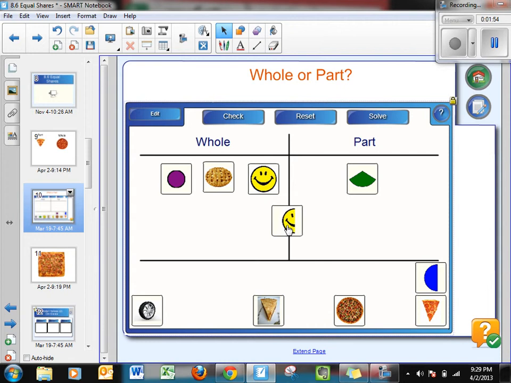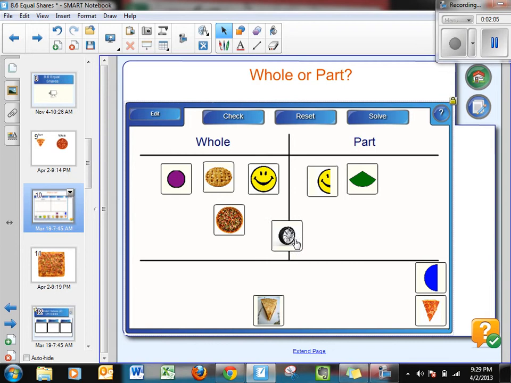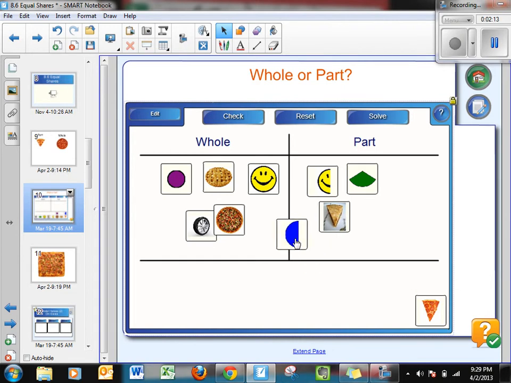Let's do the smiley face here. Part would be correct. Let's do the pizza. Would be whole. Let's do the tire. This would be whole. Let's do the slice of pie. Part. Let's do this blue shape here. You can see that's part of a circle. And then we can do a slice of pizza, which we already talked about, which hopefully you remembered is part.